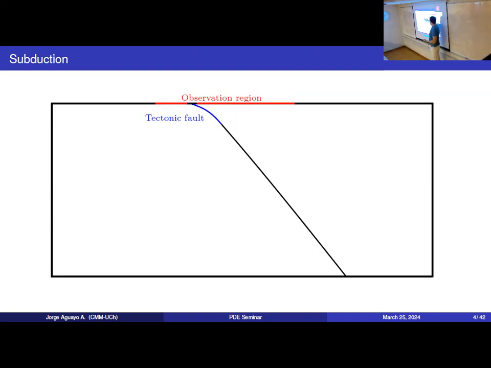But the idea is, we have here the tectonic fault, where we can measure some things, in particular the coseismic slip. This is a discontinuity, a jump in the displacement. We can model this problem as an elasticity equation problem. We use this observation region, in this part and in this part, to measure the displacement. So we need to recover the displacement jump in that part to recreate the entire earthquake.